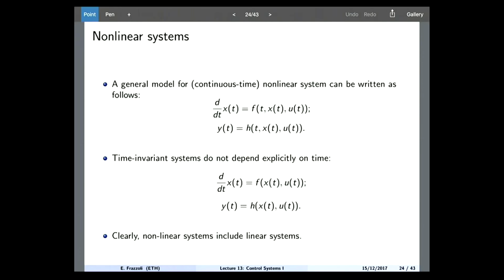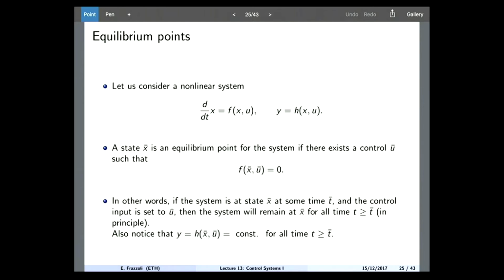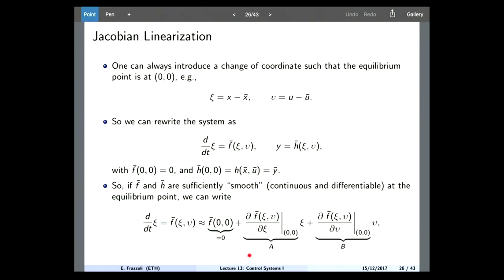In particular, if you have a time invariant system, then you do not have this explicit dependency on time. So you write dx/dt is equal to some f of x and u, and y is equal to some h of x and u. And then what we do is take the nonlinear system, find the equilibrium point, right? This is all stuff that we've already done, so that's why I'm going quickly. So find the equilibrium point, linearize around that equilibrium point, right?